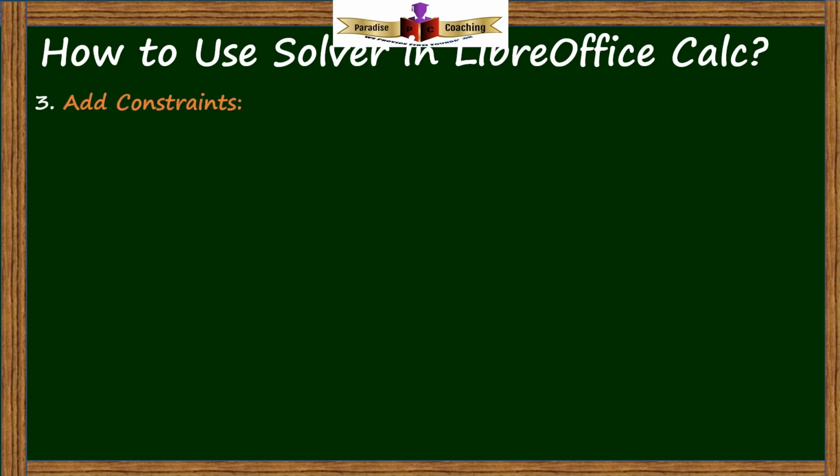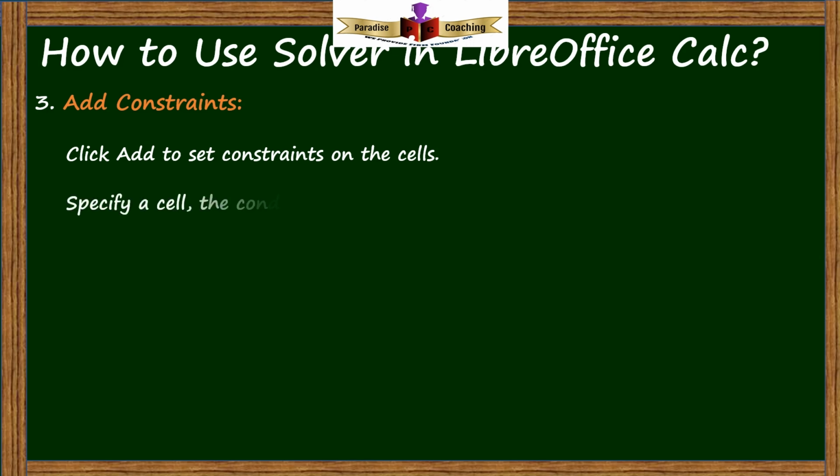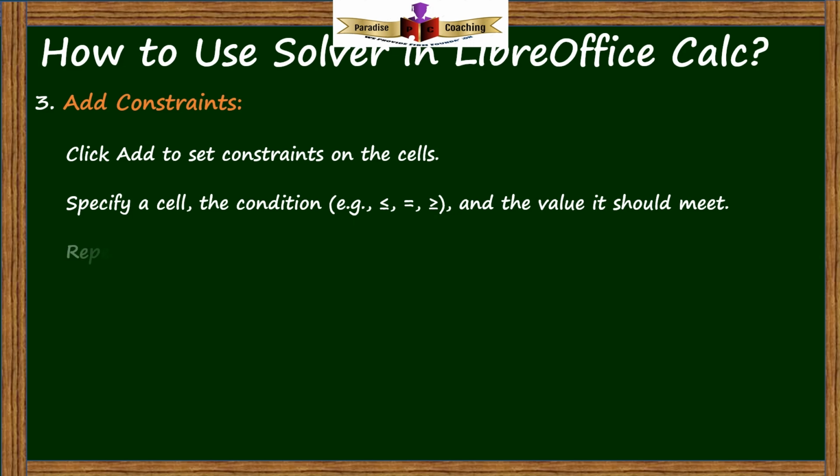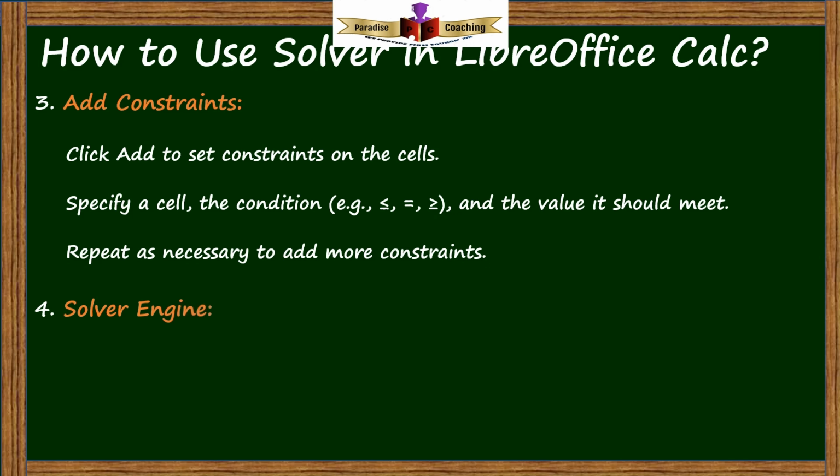3. Add constraints. Click Add to set constraints on the cells. Specify a cell, the condition, for example less than or equal to, equals, greater than or equal to, and the value it should meet. Specify more constraints or conditions to use to find the optimal solution. Repeat as necessary to add more constraints.